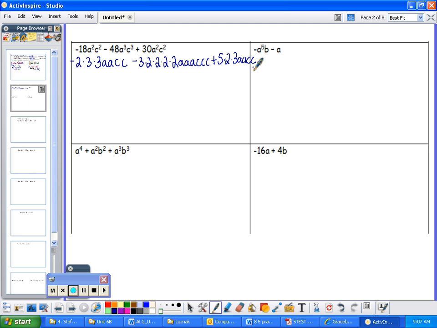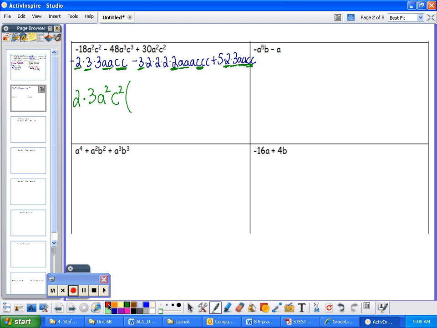Alright, so let's see what my greatest common factor is here. They all have a 2, a 2, and a 2. So I'm going to bring down a 2. They all have a 3, and a 3. So I bring down a 3. Let's look at my variables. I have 2 A's, 2 A's, and 2 A's. So I'm going to write A squared. And it looks like I have 2 C's, 2 C's, and 2 C's. So I'm going to make that C squared.